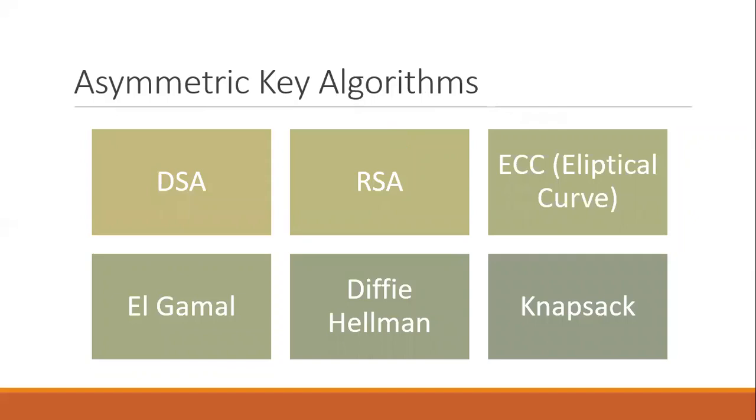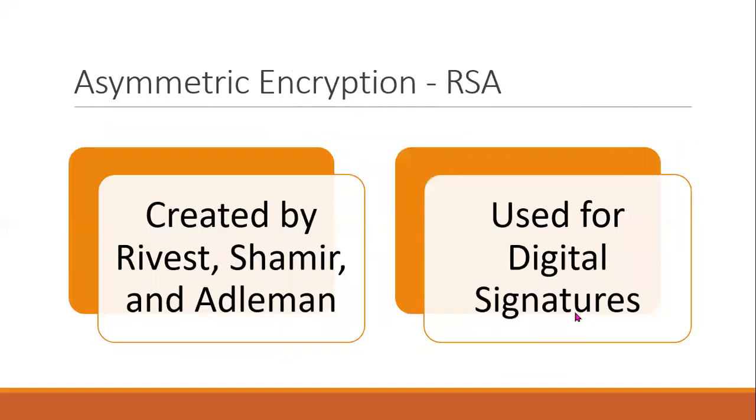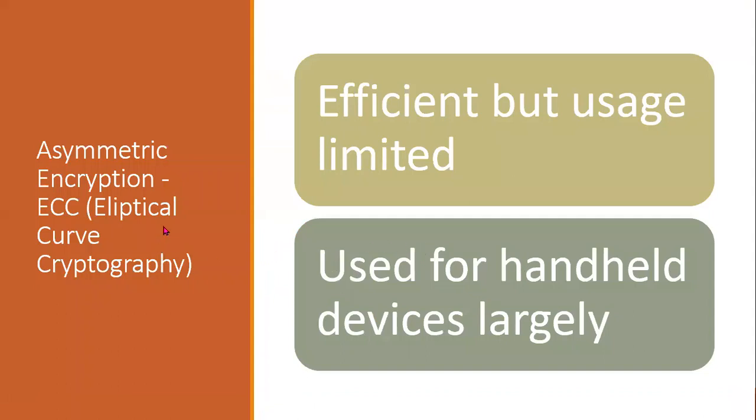Here are some asymmetric key algorithms: DSA, RSA, ECC, El-Gamal, Diffie-Hellman, and others. RSA was created by these three individuals, and RSA just stands for the initials of their names, and it's used for digital signatures, which we'll talk about later. ECC, elliptic curve cryptography, is efficient, but its usage is limited to handheld devices.